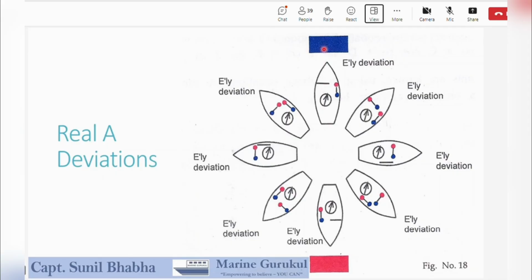Now with the magnetic field of the earth going vertically upwards, it will affect both these structures. It will affect the fore and aft longitudinal also, and it is going to affect the athwartship beam also. Now first thing to understand is that these are soft iron structures, so they do not have any permanent magnetism. There is no permanent magnetism in these structures.